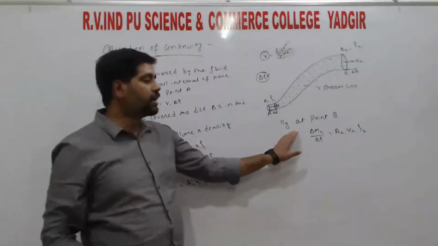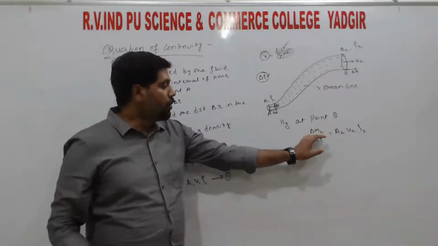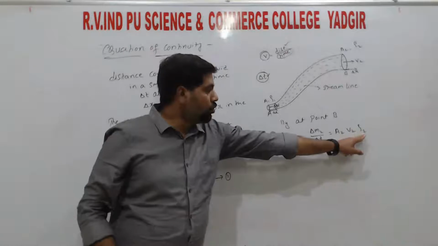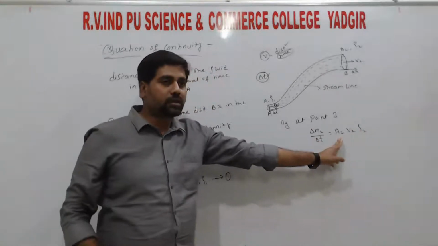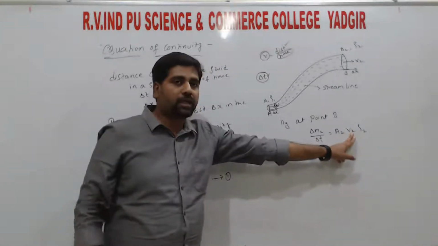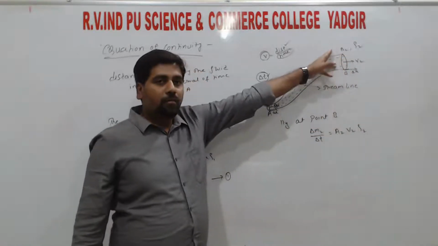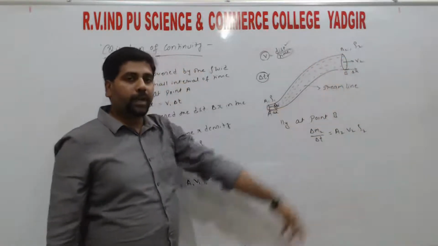So directly we can write similarly at point B, the mass flux at point B is equal to A2 V2 rho 2. A2 is the area of cross section at point B, V2 is the velocity at point B, and rho 2 is the density of the fluid at point B, right?